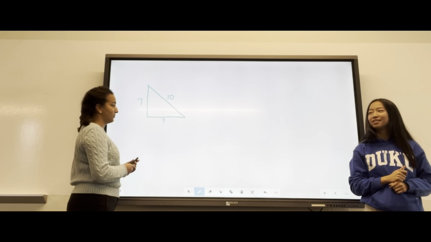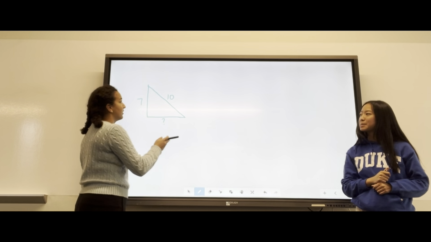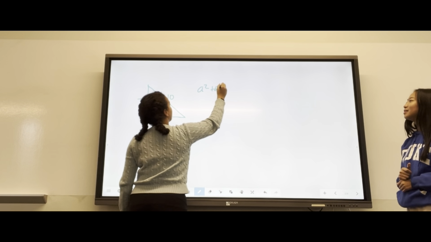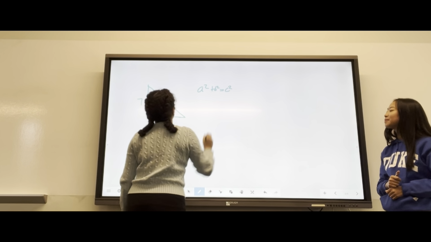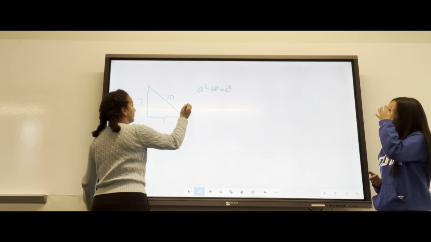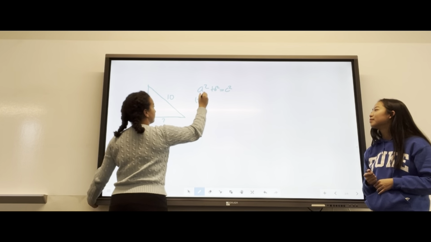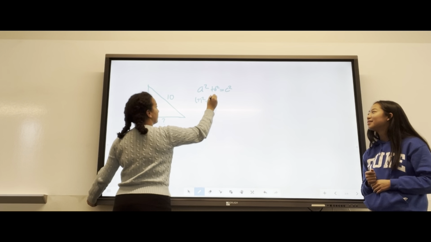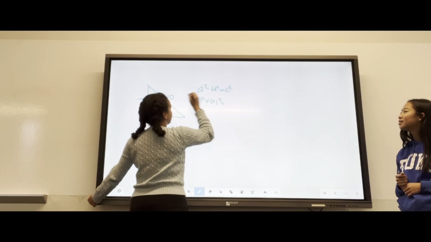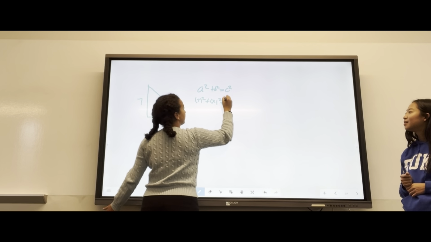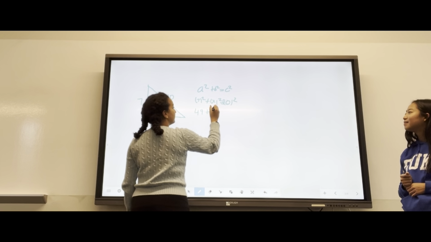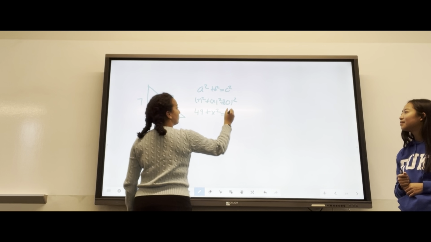Okay, so we are going to be solving this side right here. As we just previously stated, a squared plus b squared equals c squared. So we can say that this is a and this is b, and then this will be c. So that would be 7 squared plus, we can call this x squared, equals c squared, which would be 10 squared. So we have 49 plus x squared equals 100.